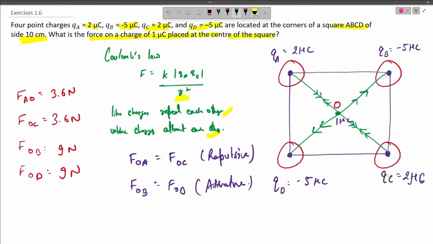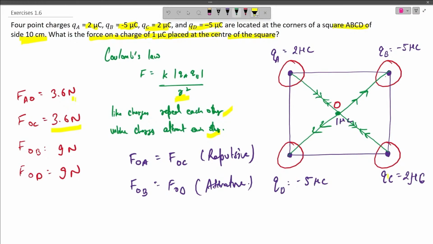So force AO, after applying this formula, we will get a force of 3.6 Newton. Since the charge at the center O and QA both have the same sign, that is, they both are positive, the force will be repulsive in nature. Similarly with QC and O, it will be 3.6 Newton because the magnitude of the charges is the same, and again it will be repulsive. Since this is a straight line AOC, they both will cancel out each other.